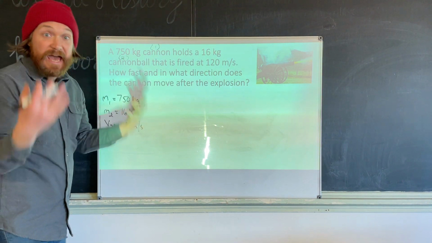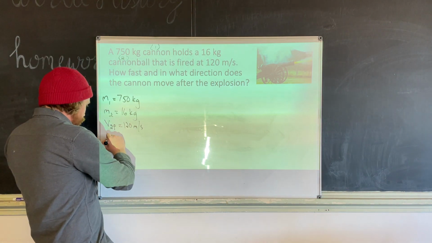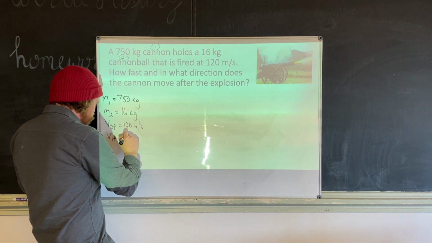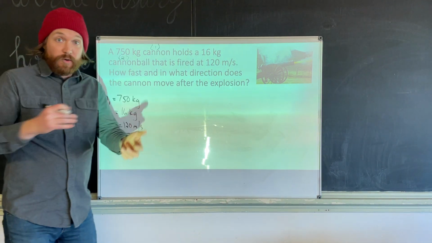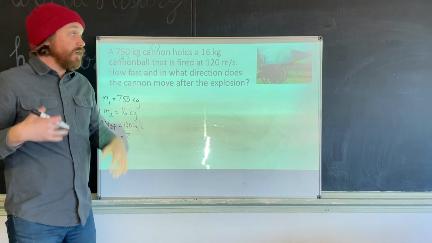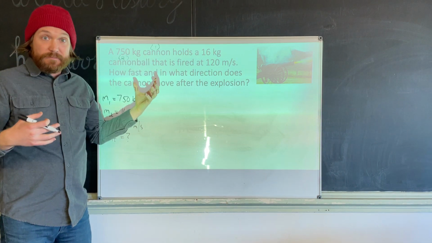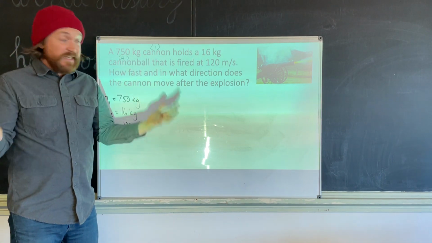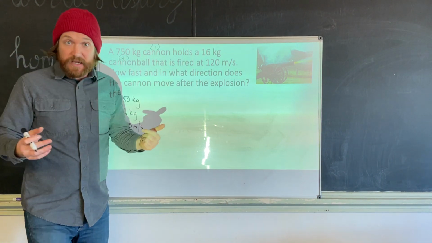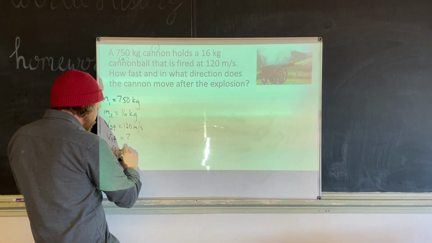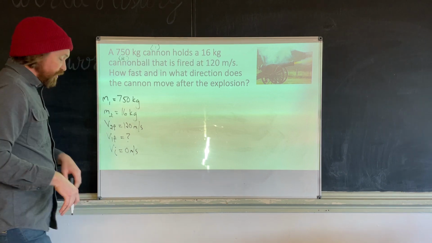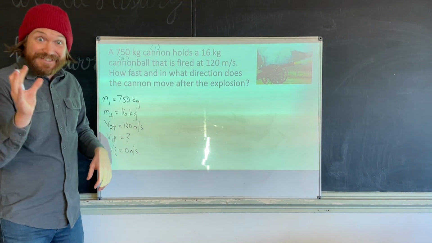So we're looking for the after, we're looking for the final, we're looking for V1F. So question mark, V1F. Now, we're missing one thing. We're missing the initial velocity of the cannon and the cannonball. Well, if you've ever seen a cannon, they just sit there. So what's their initial velocity? Oh, our VI is 0, which as you will see makes these pretty easy to solve.